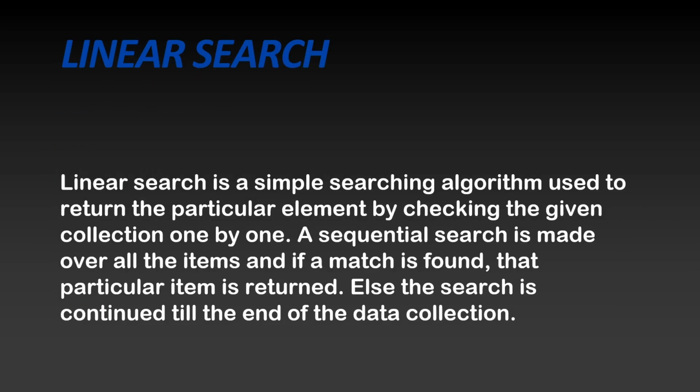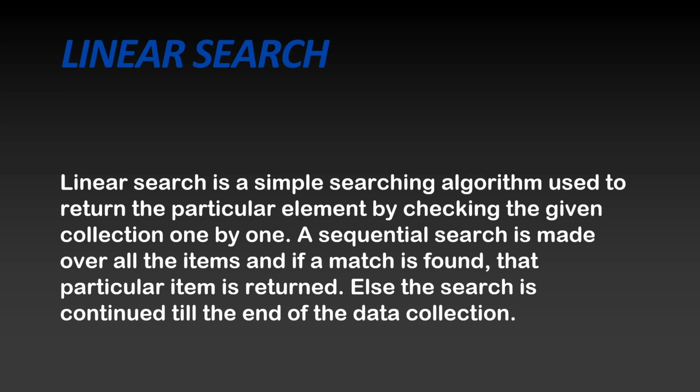So now let's start with linear search. Linear search is the most basic and simple searching algorithm. This is used to return the particular element by checking the given collection one by one. Here we traverse the data structure sequentially. If a match is found, that particular item or index of that element is returned. Or we continue the search until we reach the end of the collection.